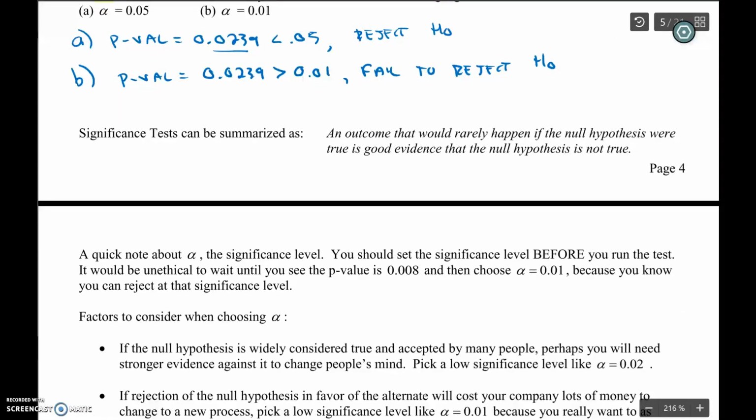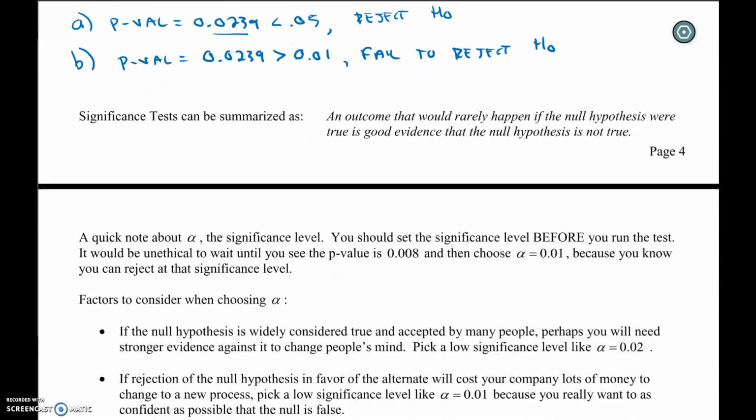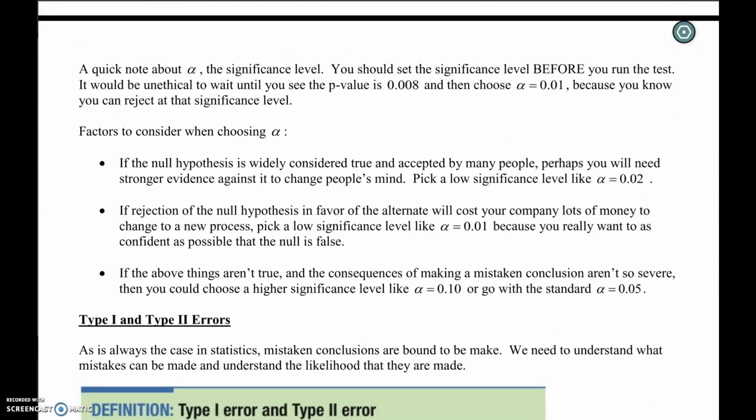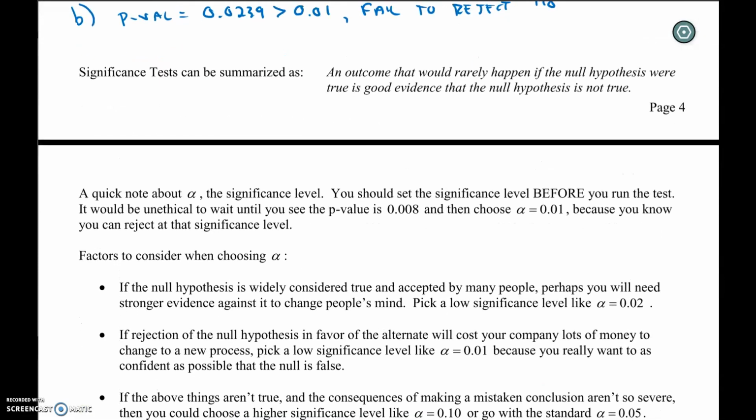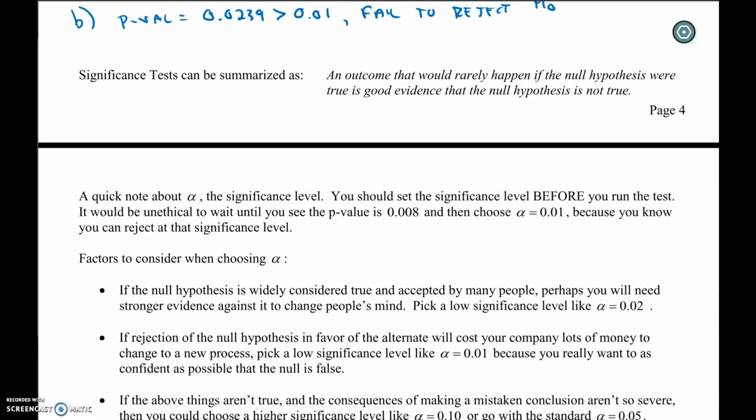A significance test can be summarized as follows. An outcome that would rarely happen if the null hypothesis were true is good evidence that the null hypothesis is not true. I don't know where I got that. I stole it from somewhere, definitely, but I just liked it.